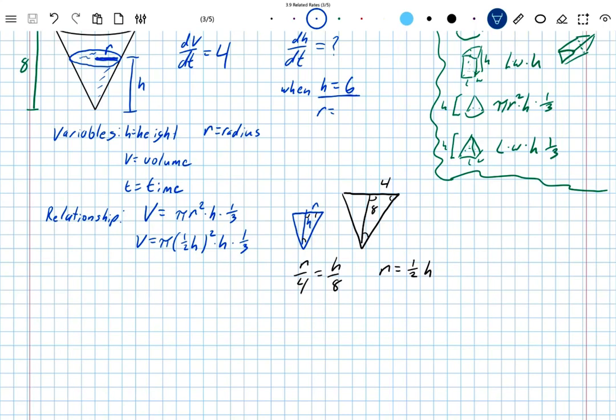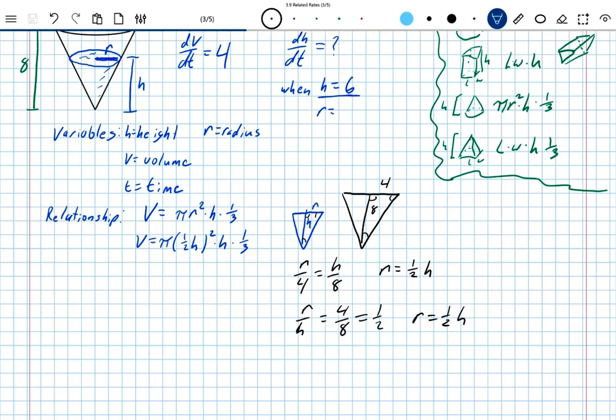All right, just a heads up, similar triangles are actually quite forgiving. If I were to say do r over h is equal to 4 over 8, in the end I would get the exact same relationship. So it doesn't actually matter which way you set up these fractions for similar triangles, as long as you're consistent. Right, that's the same ratios across the two triangles.